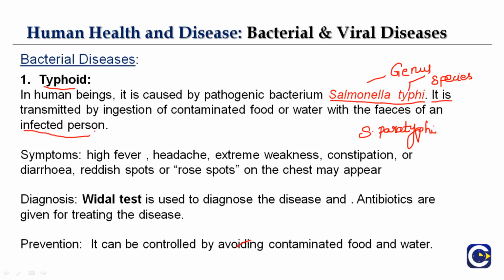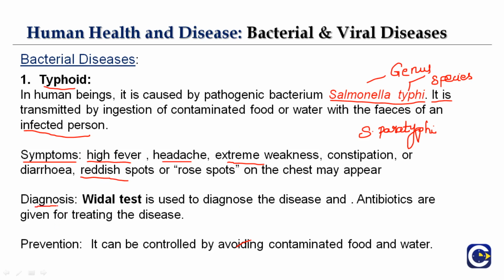If the water is contaminated, when the water has fecal samples, and you don't boil the water properly and you drink it, those fecal samples which are already there in the water get ingested into your body and you end up with typhoid. Symptoms: you experience high fever, headache, extreme weakness, constipation or diarrhea. Sometimes reddish spots or rose spots on the chest might appear. It's not found in all the cases but a few.